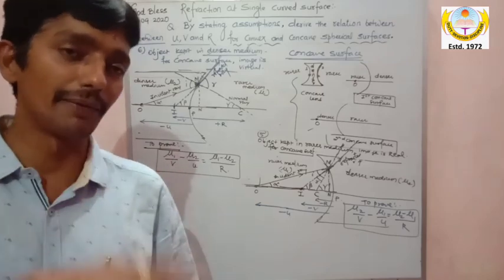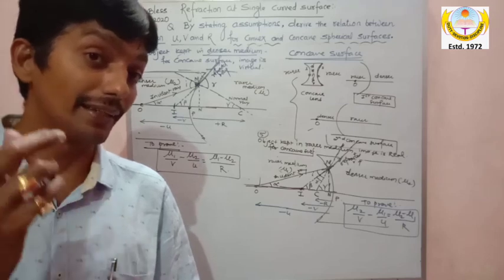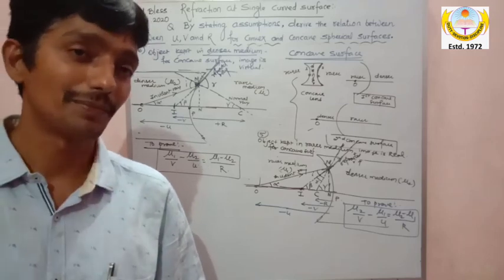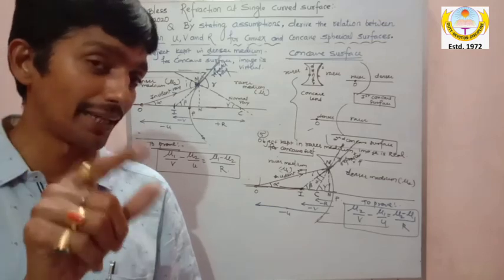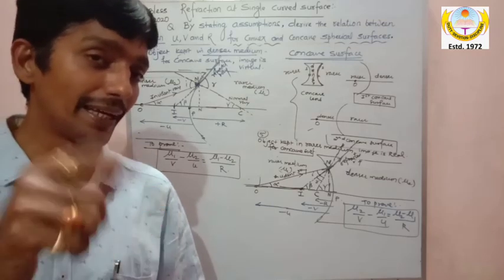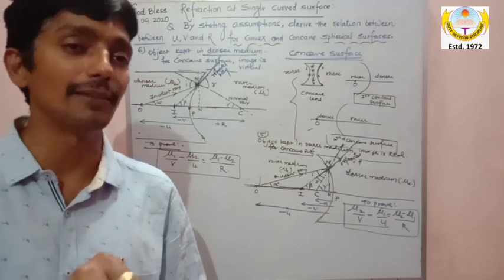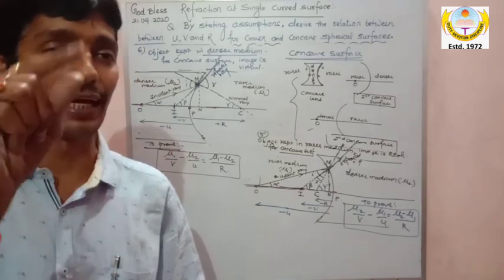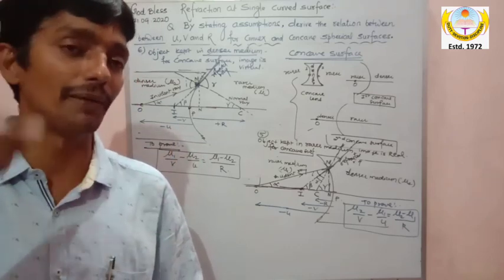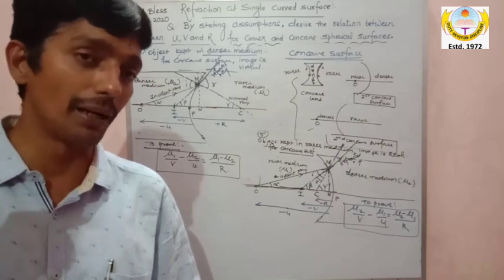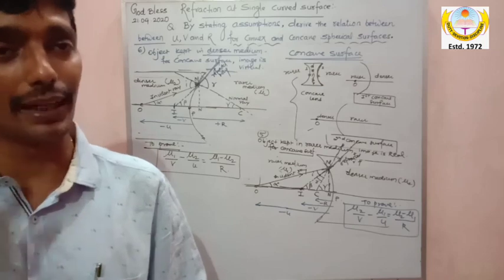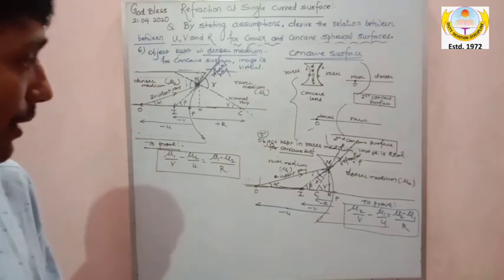And similarly other way around, if object is in the denser medium, so image obtained in the rarer medium, then how will be the formula? It will start with the image. So image is in the rarer medium, so it is mu1 by v. Then only I can say v is with mu1. mu1 by v minus mu2 by u, because object is in denser, so mu2 by u is equal to mu1 minus mu2 divided by R. Take care of this all.